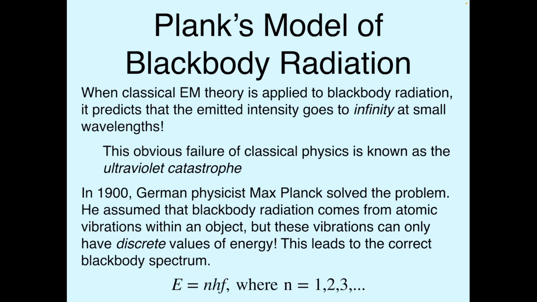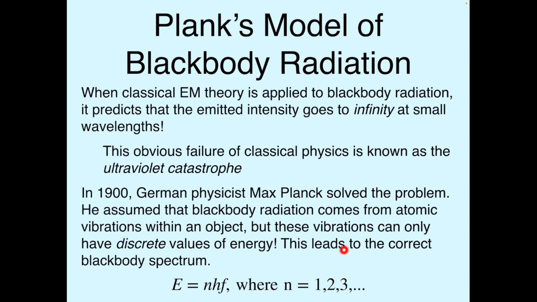So let's talk a little bit more about how his model works. If we look at this equation at the bottom of the slide, we have E, the energy of our vibrations, is equal to n times h times f. So f is the frequency of the vibrations. We're familiar with that. h is a constant, which we're going to get to in a second. It's called Planck's constant. It's one of the fundamental constants of nature. And n is an integer. So it can only take on discrete values, 1, 2, 3, and so on.